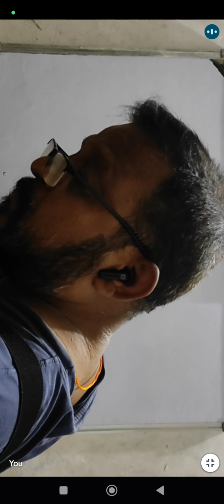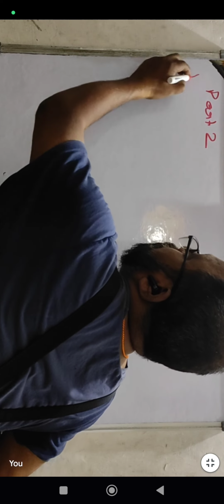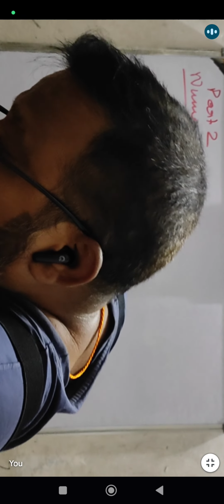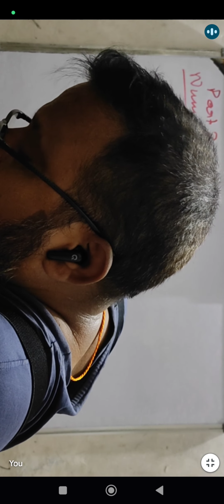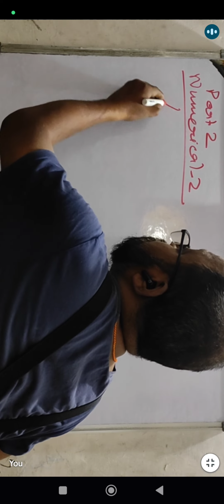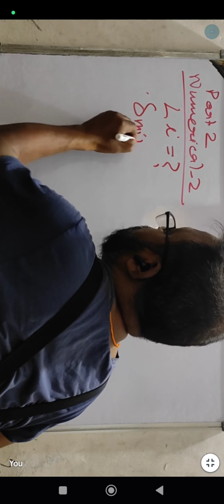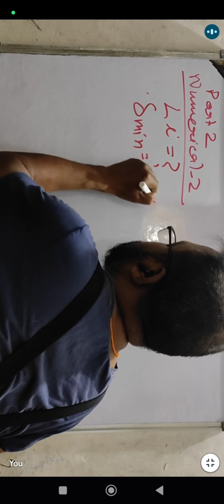Second part there is two, no? Okay, so this is part two, numerical two. What should be the angle of incidence for a ray of light which suffers minimum deviation of 36 degree, right?